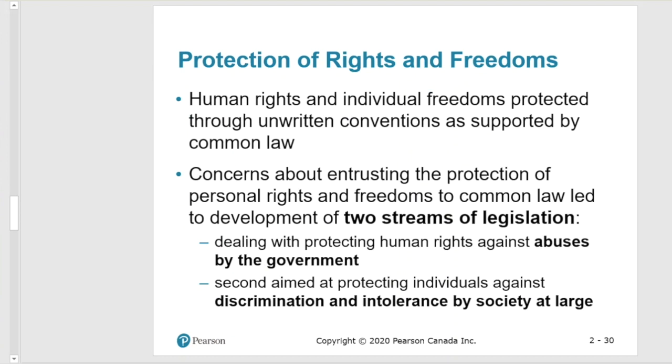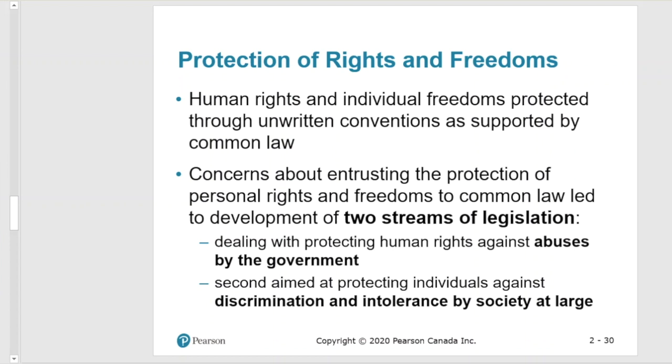Okay, so now the last part of this chapter is related to rights and freedoms. It is important here to understand that there are two streams of legislation with regards to protection of rights and freedoms. One stream will deal with abuses by the government or governmental type institutions. Those would be hospitals, educational institutions, because it is understood that those types of institutions provide governmental services.